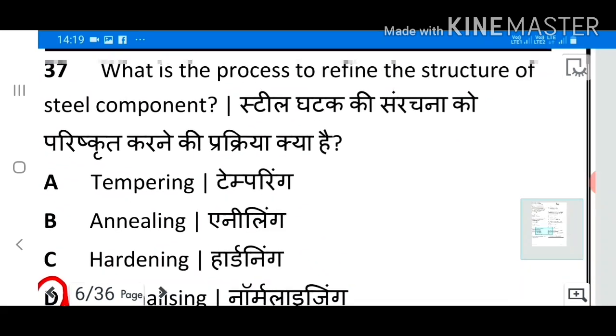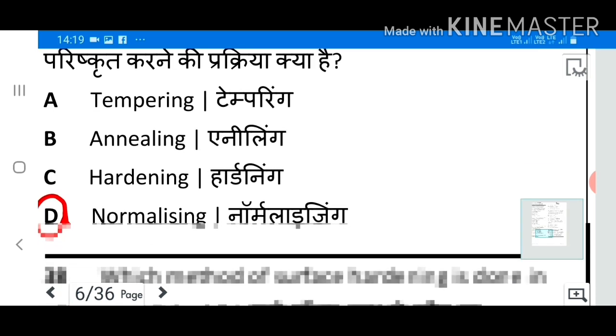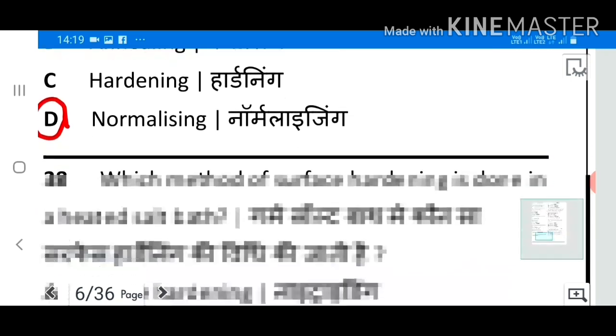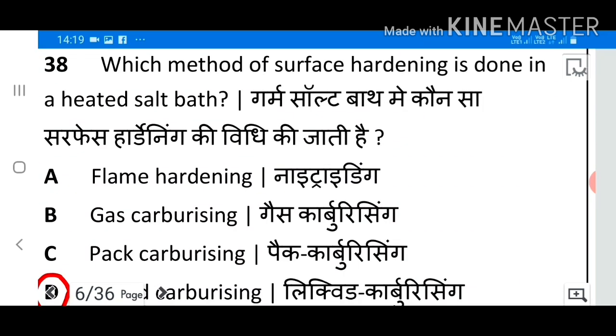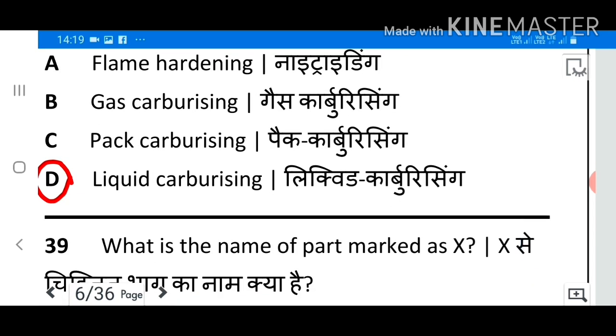37. What is the process to refine the structure of steel component? Answer D. Normalizing. 38. Which method of surface hardening is done in a heated salt bath? Answer D. Liquid carburizing.